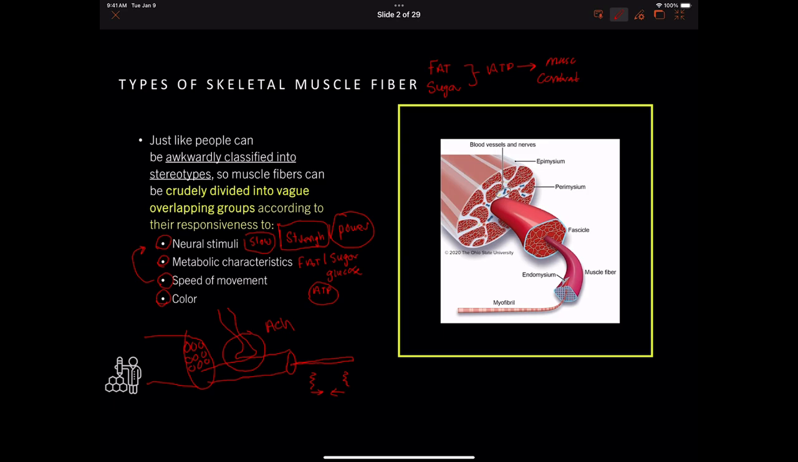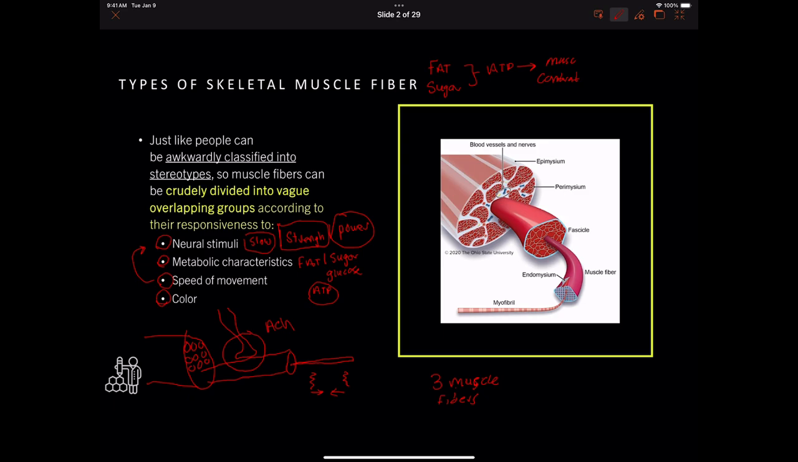So basically, I want you to just leave this slide knowing that we have three different types of... Sorry, when I multitask, my brain forgets how to spell. Three different types of muscle fibers, okay? No fiber is created equally.